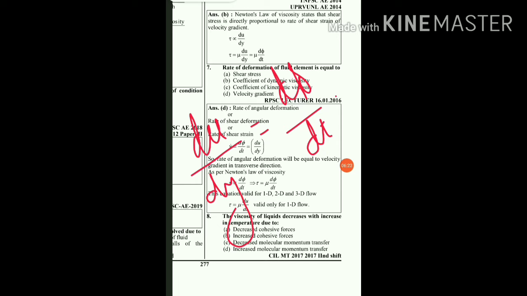again it is nothing but d phi by dt, or it is nothing but a shear strain that is indicated by phi. So here this will be directly proportional to the velocity gradient. That means this du upon dy can be written as d phi by dt. It is nothing but the shear strain. So here this will be equal to velocity gradient, that is given by option D.